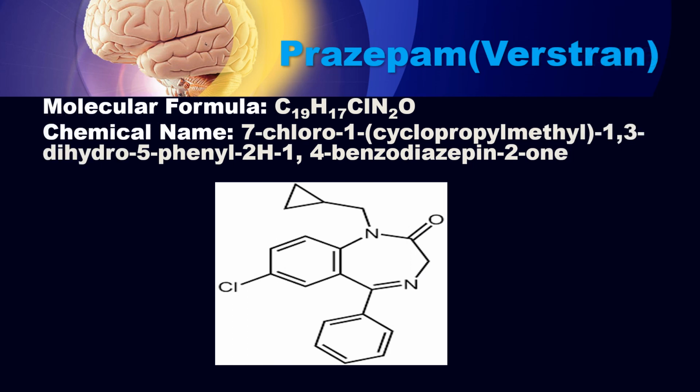Prazepam. The molecular formula is C19H17ClN2O. The chemical name is 7-chloro-1-cyclopropylmethyl-1,3-dihydro-5-phenyl-2H-1,4-benzodiazepin-2-one.